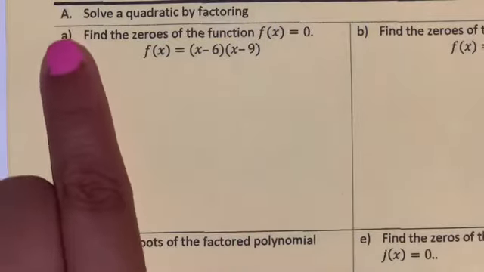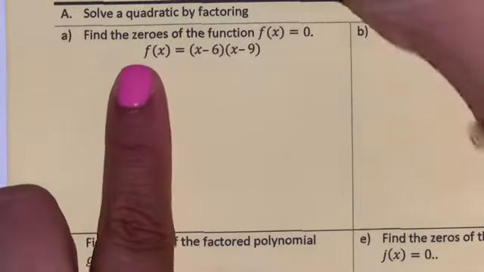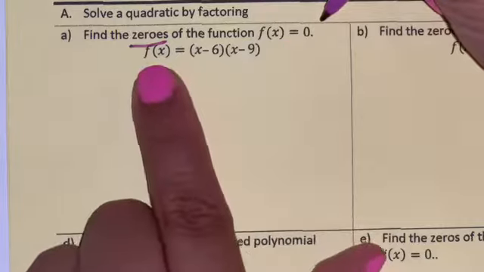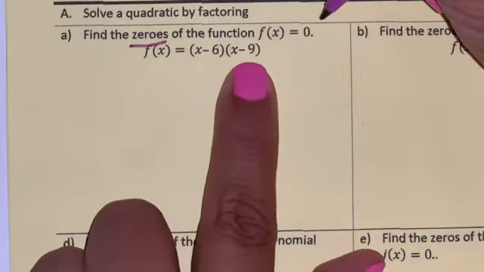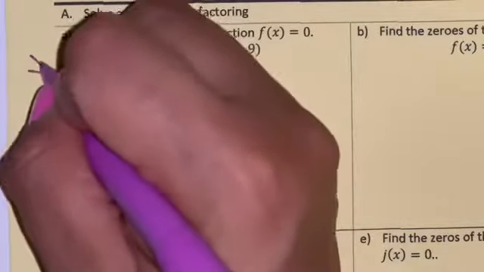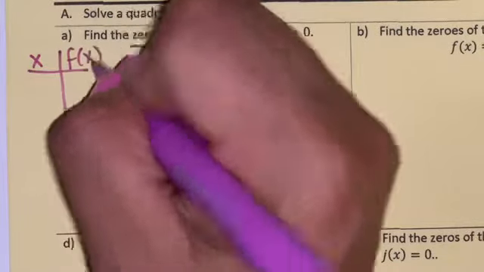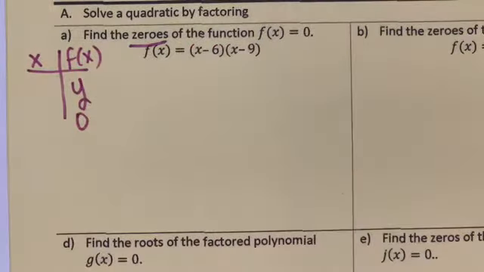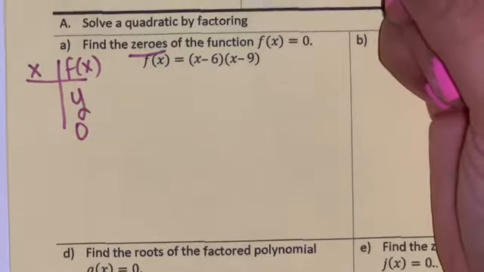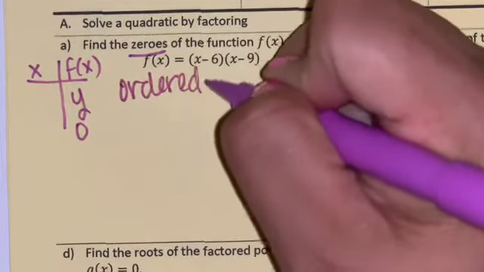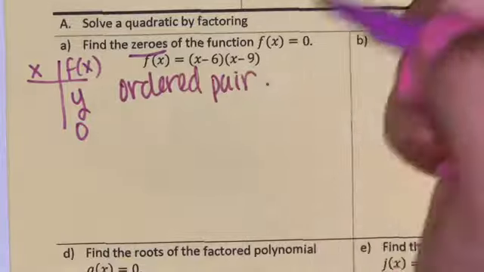Okay, so let's look at section A, example 8. Find the zeros of a function when f of x equals 0, f of x equals x minus 6, x minus 9. So when we're looking at an equation, you're going to have x and f of x. So basically you're saying that f of x is y and it's also 0. So when we're looking for zeros, we're going to look for an ordered pair. And that's going to be our solution.